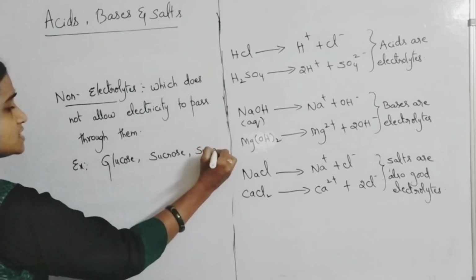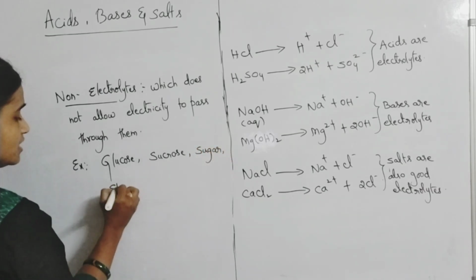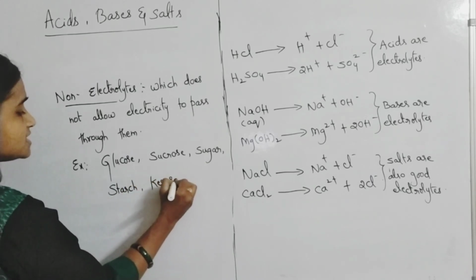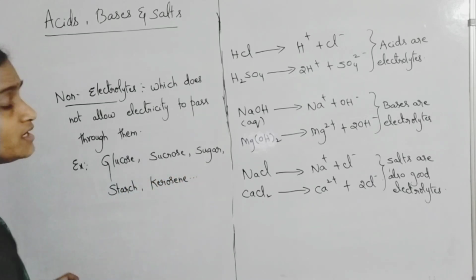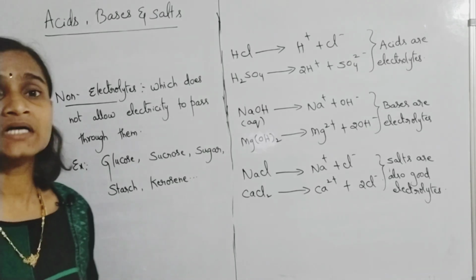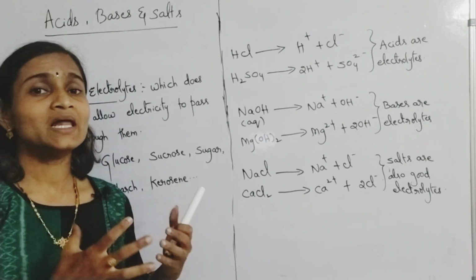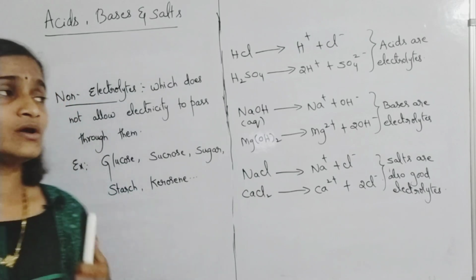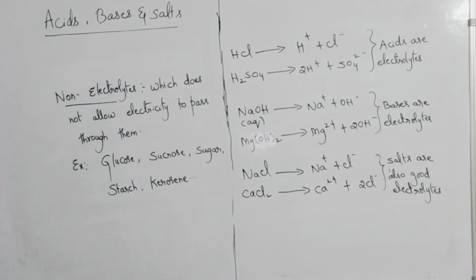Kerosene. Such kinds of substances are treated as what? Non-electrolytes. They do not allow electricity to pass through them, and you can observe the bulb will not glow. In the activity of electrolysis, the bulb will not glow. That means acids, bases and salts are treated as what? Electrolytes. And next, finally, we have one more activity.